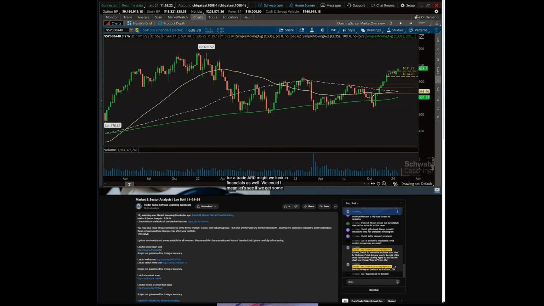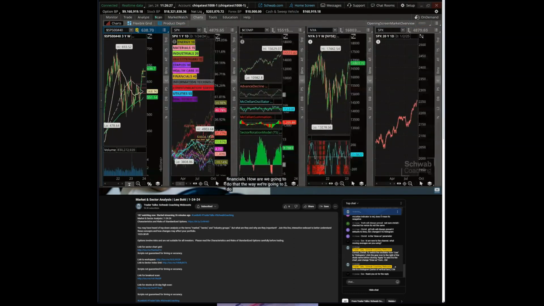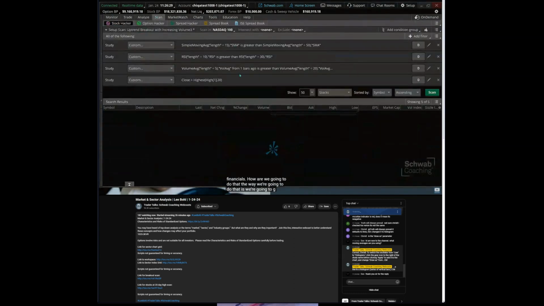How are we going to do that? The way we're going to do that is we're going to go to the scan tool. And this is the scan that I've given you both codes for, both for the TD Ameritrade version of Thinkorswim and also for the Schwab version. I found a computer with the Thinkorswim version from TD Ameritrade. So on the scans that I've been doing in this class and the advanced charting class, I'm trying to replicate them for all of you that are still using the TD Ameritrade version of Thinkorswim.